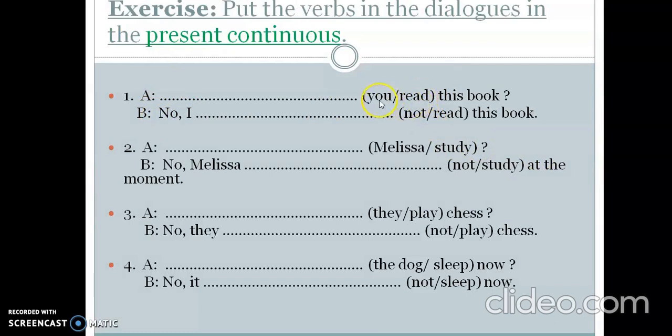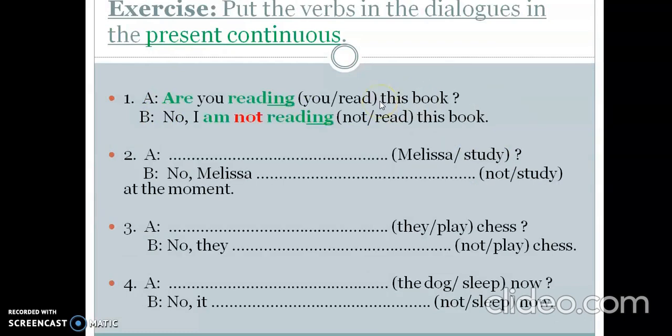So the question is, are you reading this book? The verb is read, the subject is you. It's a question, so it starts with the verb to be. Are you reading this book? It's present continuous interrogative form because it's a question. And here we have an answer. It's a negative answer, so we simply add not. I am not reading this book.